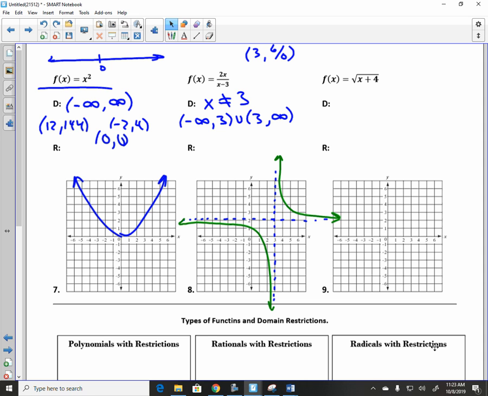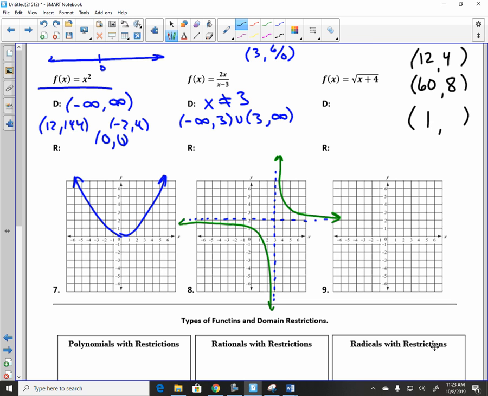The last one is a square root. Can you think of a value for x that I can plug in that I will get an output for? What is the number I can plug in for x? 12. 12 plus 4 is 16. Square root is 4. Give me another number. 60. Plug in 60. 60 plus 4 is 64. Square root of that is 8.